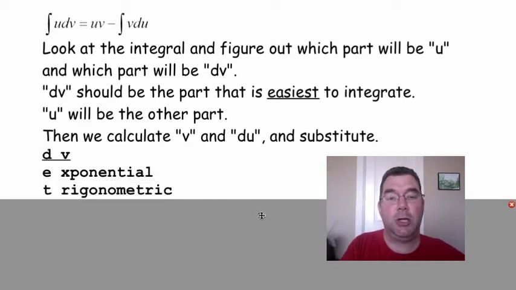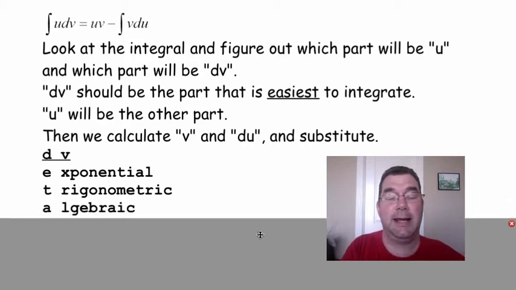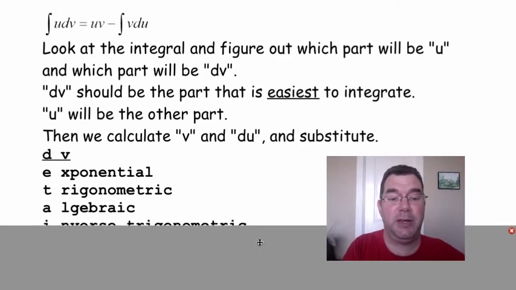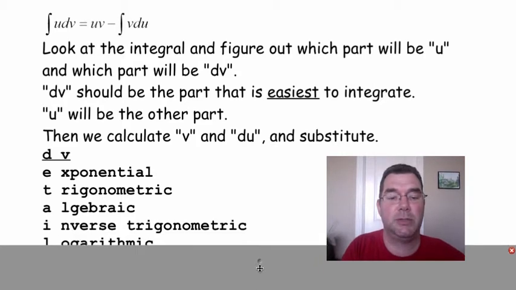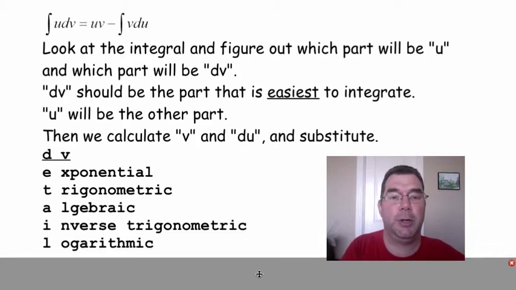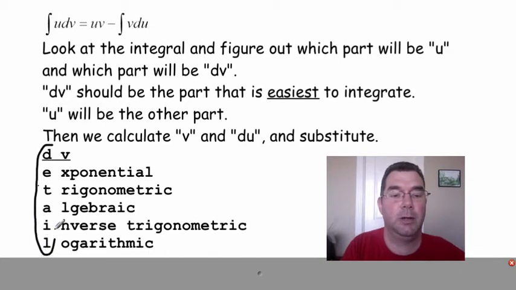If you can't find that, then you're going to look for a trigonometric function. If you can't find that, then you're going to find an algebraic function, which is any polynomial function, and that will be your dv. If you can't find any of those, then look for an inverse trigonometric, and if you can't find any of those, then you'll find a logarithmic, and that pretty much covers all of the functions that you could possibly have. Now, the way to remember this order is to look at the first letters of what I wrote down, and it spells out DETAIL. Okay, so when you're finding dv, just follow DETAIL, follow that order.